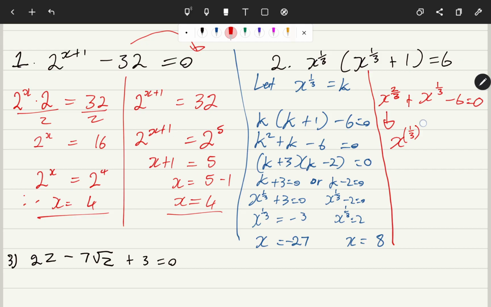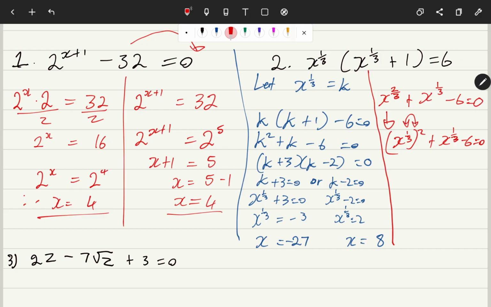What am I doing actually? Okay, we have the same thing as x to the power of 1 over 3 squared, right? Plus 3 minus 6 is equals to 0. Cool. So, yeah, some people may be confused by what is really going on here.